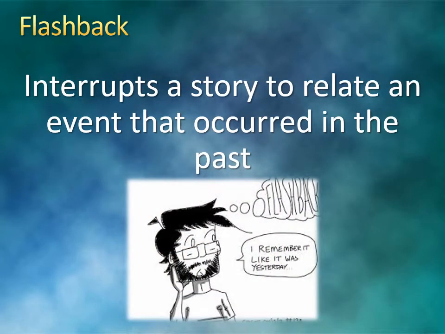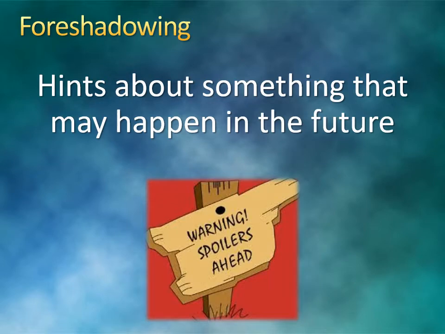A flashback interrupts a story to relate an event that occurred in the past. This event is an important piece of information the reader needs to know. Foreshadowing gives the reader hints about something that may happen in the future. If you're a good detective, you might be able to guess the ending from foreshadowing.